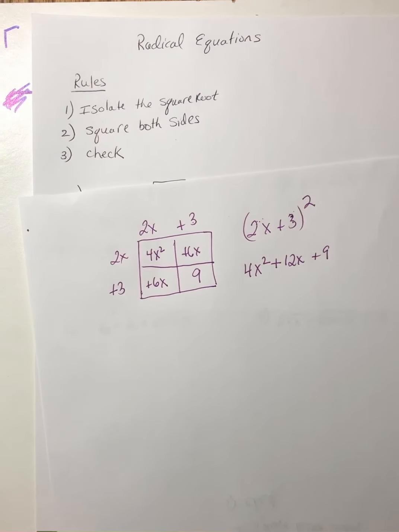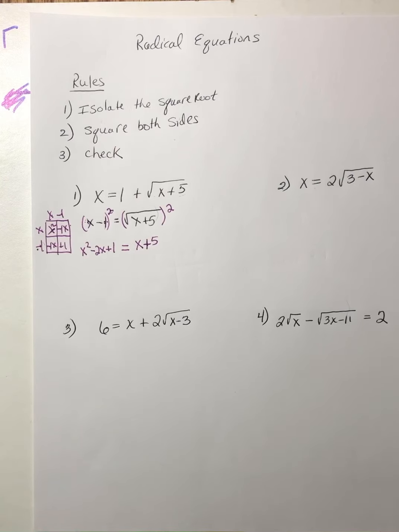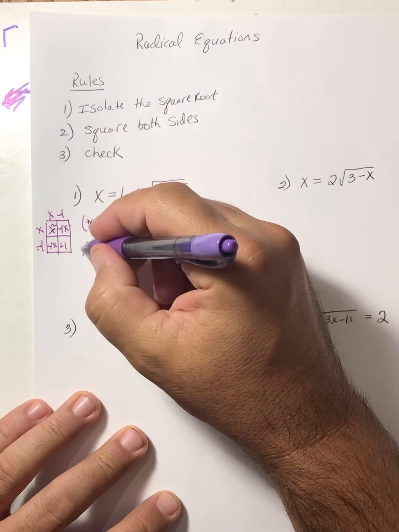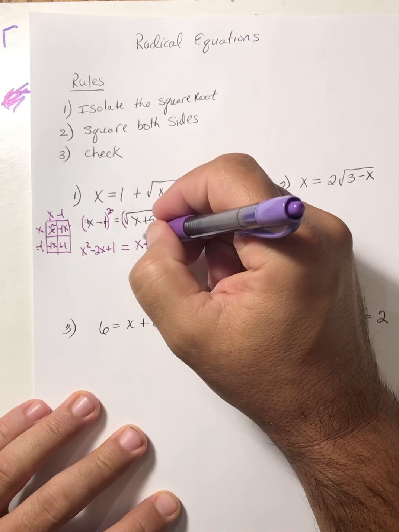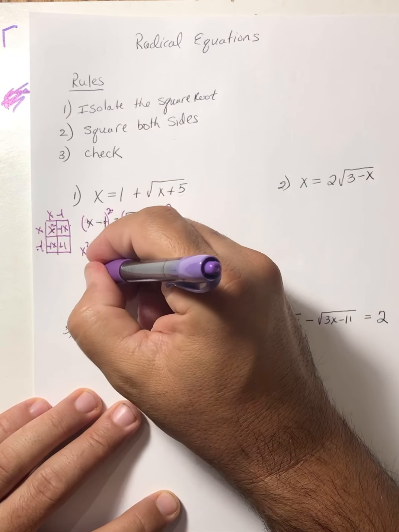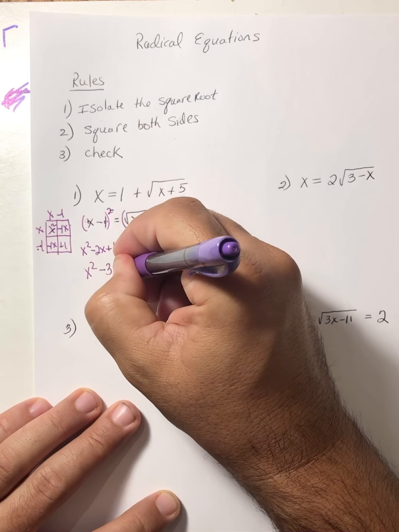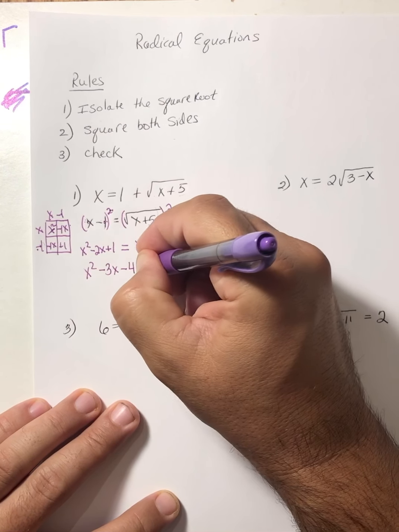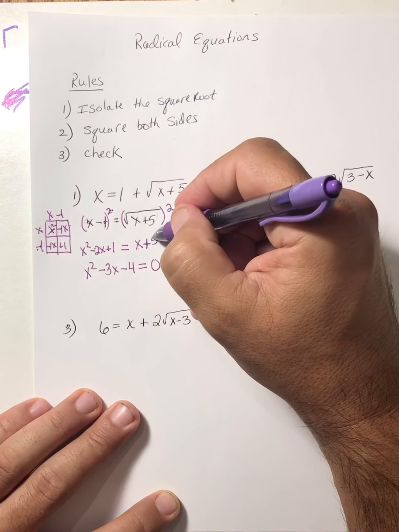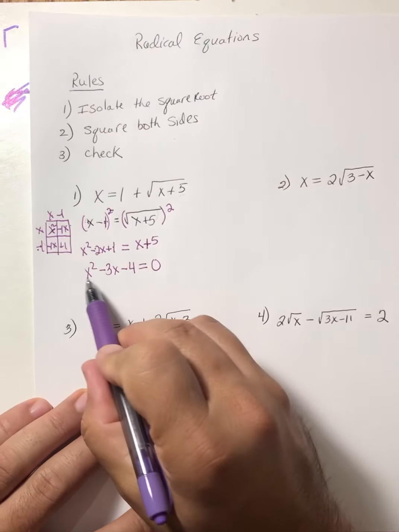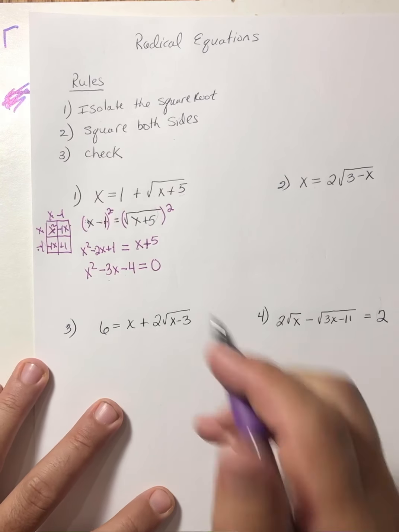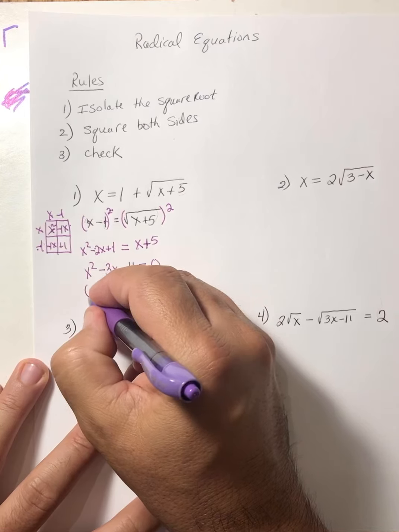All right, let's finish solving. Remember, we're solving a quadratic here. So we're going to have to subtract x and subtract the 5. So I have x squared minus 3x minus 4 equals 0. I subtracted the x and I subtracted the 5. Now I can factor.